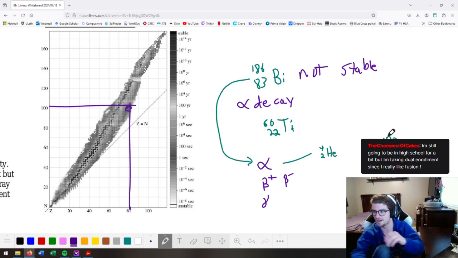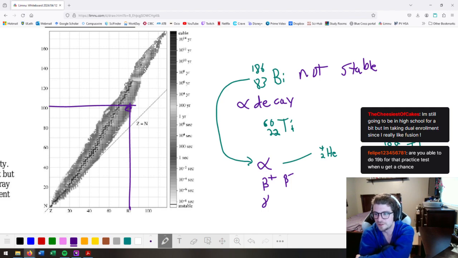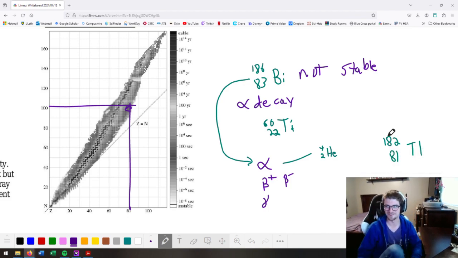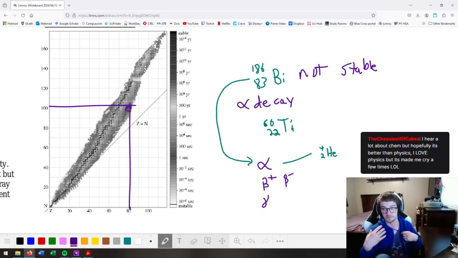But, all right, I'm still going to be in high school for a bit, but I'm taking dual enrollment since I really like fusion. Oh my God, I could talk for a long time about fusion. Because fusion, you have hit upon one of my hobby interests, one of my little autistic special interests. I think fusion is incredibly exciting, really interesting stuff, and the advancement of people's understanding about it and the technology is absolutely spectacular. So I love that.